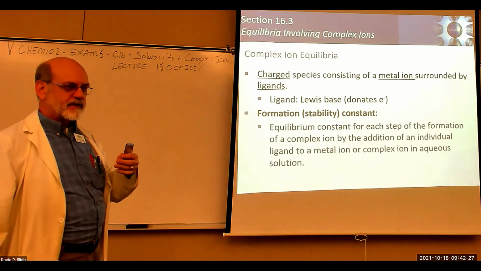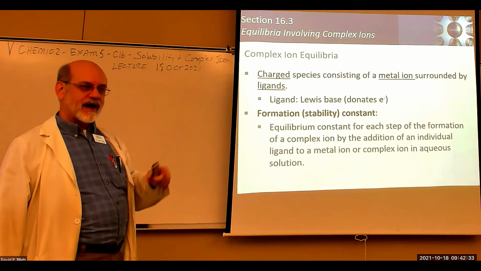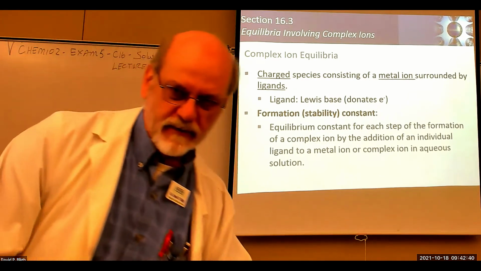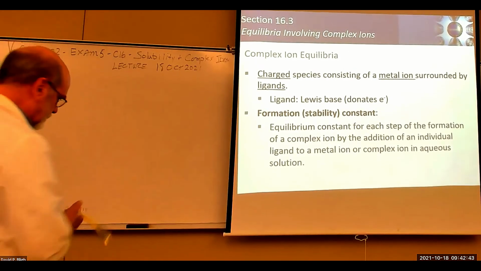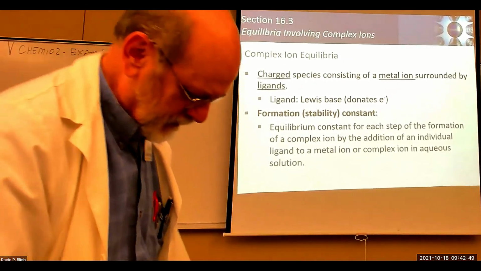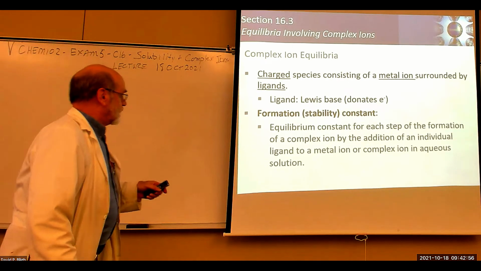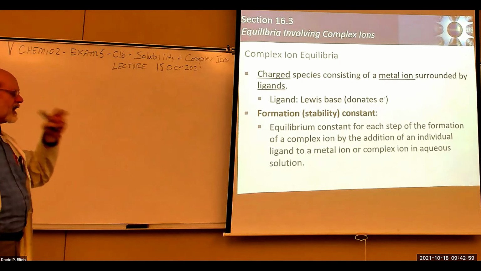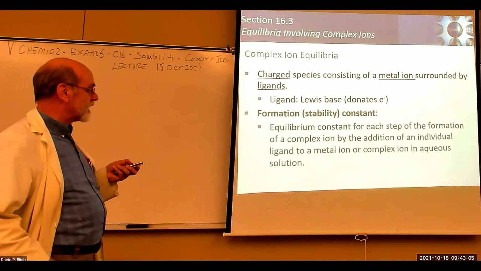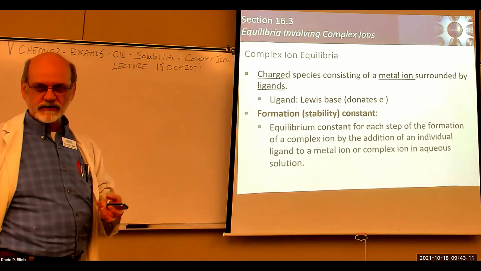Here's the basic concept of complex ions. They consist of a metal ion surrounded by one or more ligands. Oops, forgot to plug in my power. There we go. I got a low battery notice there. So, the metal ions serve as Lewis acids. In other words, they accept electrons. And the ligands serve as Lewis bases. They donate electrons.